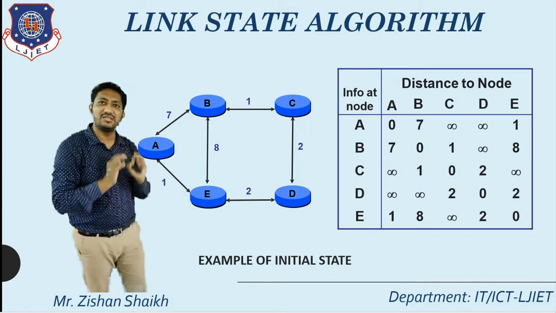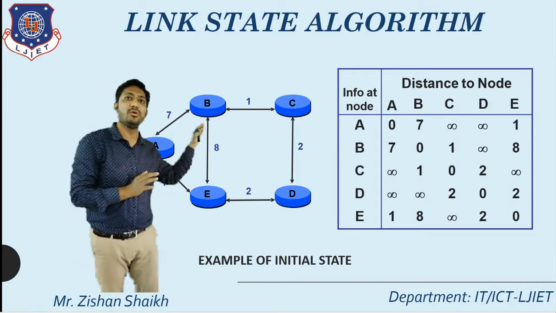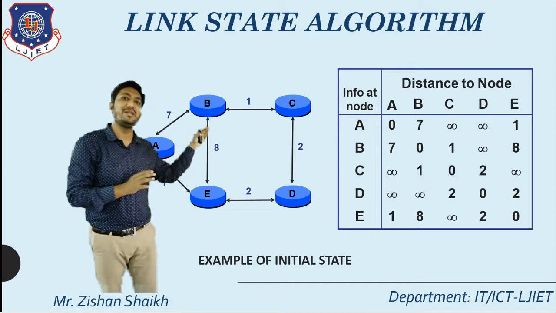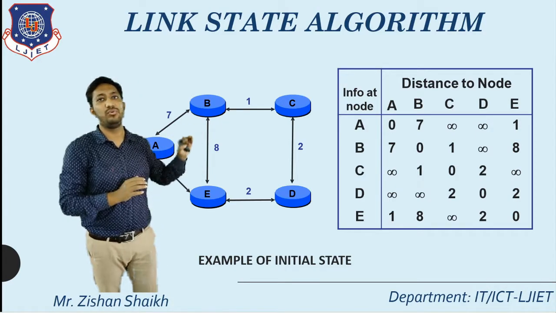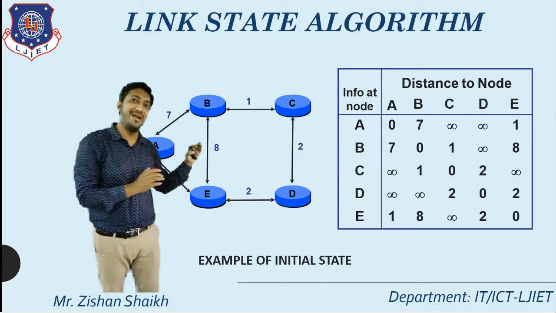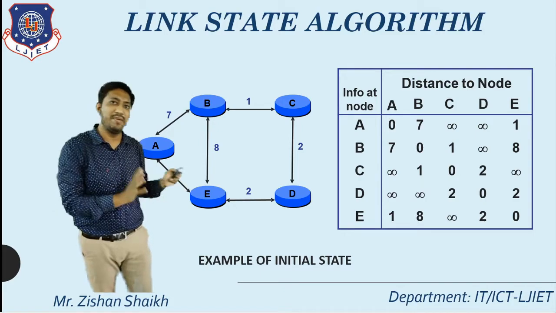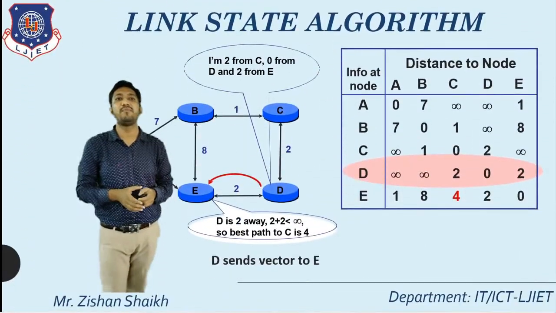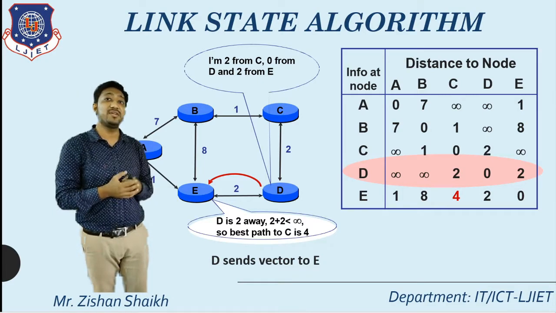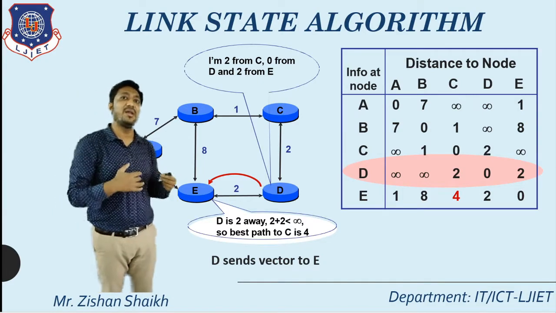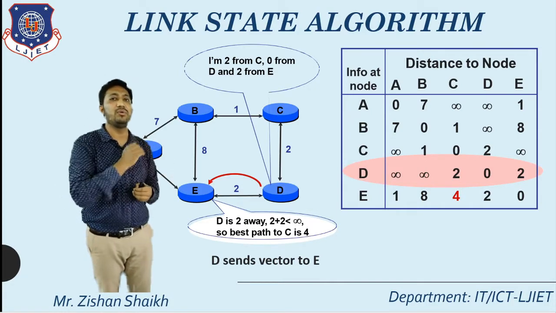For the basic initial state we have to take care of only one thing: from a particular node, how can I reach the other nodes? If I reach directly, then we use the value. If I can't reach directly, then the value is infinite. So it is the basic thing. Now we are moving to how the data is updated. If the value is infinite, what is the next step? How can I reach that particular node?